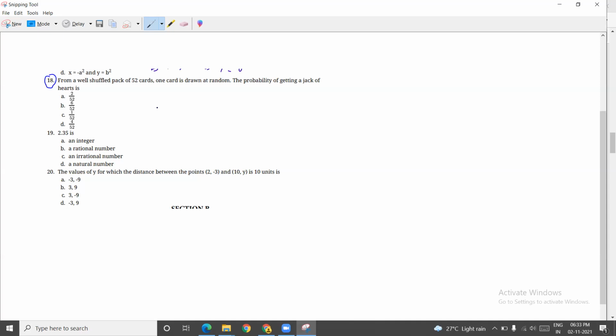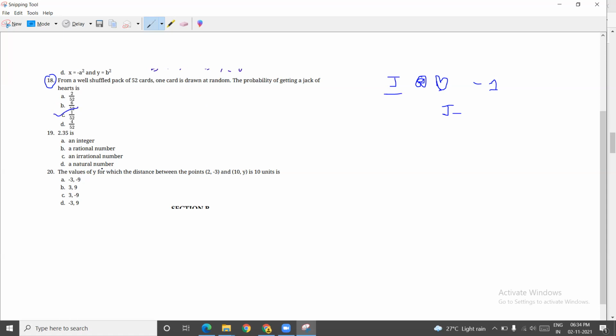So 1 by 52. Why 1 by 52? Probability of getting the jack of hearts. How many jacks of hearts? 1 jack, jack and heart, is only one card. 4 jacks with the 4 symbols, so the jack of heart, the particular symbol, is only 1. So 1 by 52 is the answer.